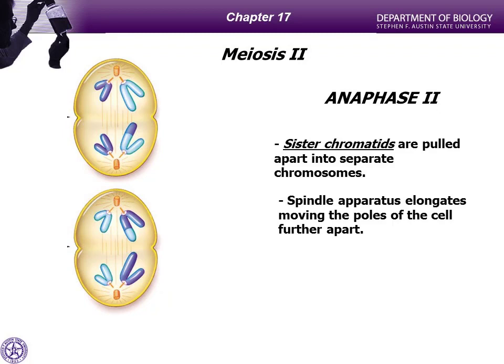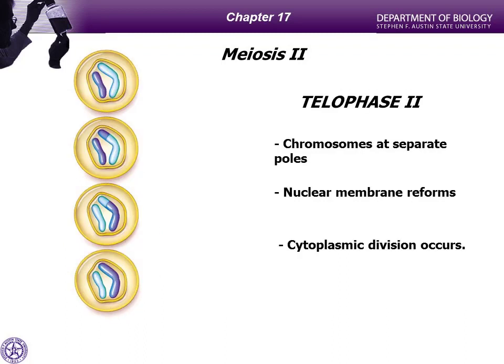Anaphase, 23 sister chromatids are pulled apart into their 23 separate chromosomes. The spindle apparatus not only is reeling in the chromosomes, but is pushing to elongate the cells. And once we get to telophase, cytokinesis separates the daughter cells, and we reform the nuclear division, and we have those 4 haploid daughter cells.